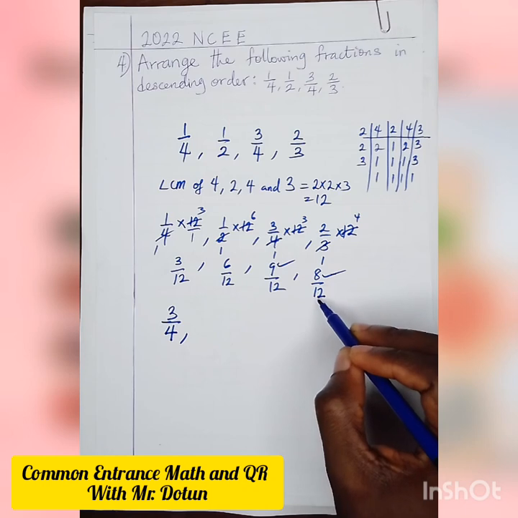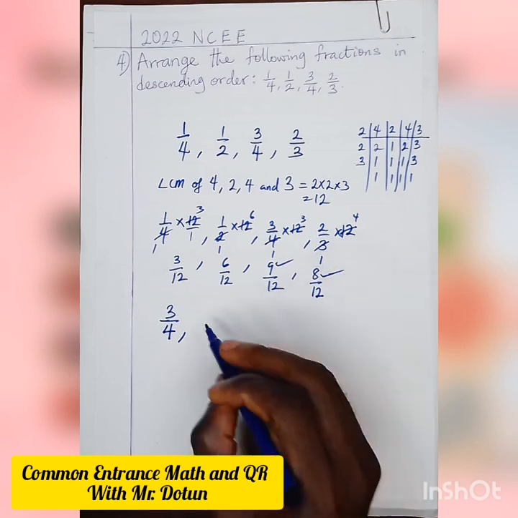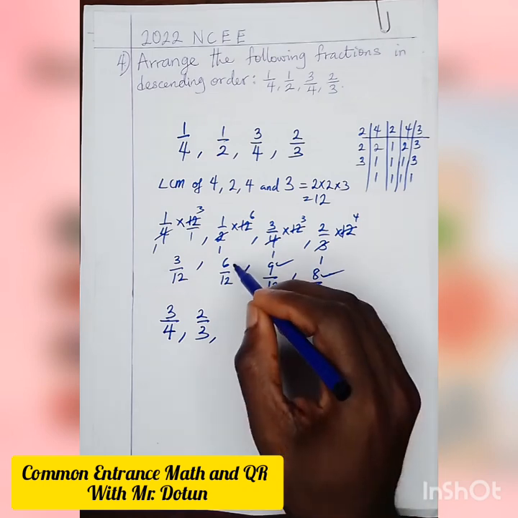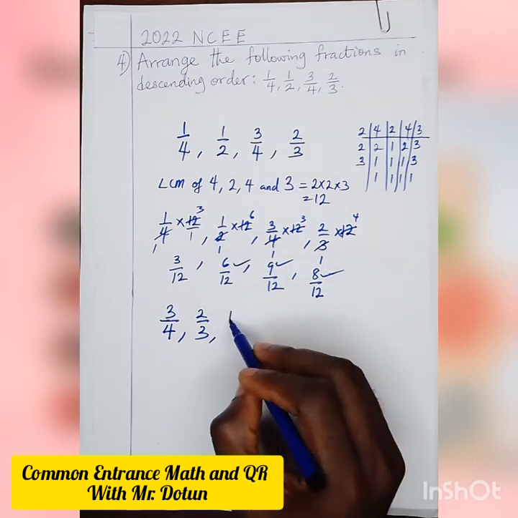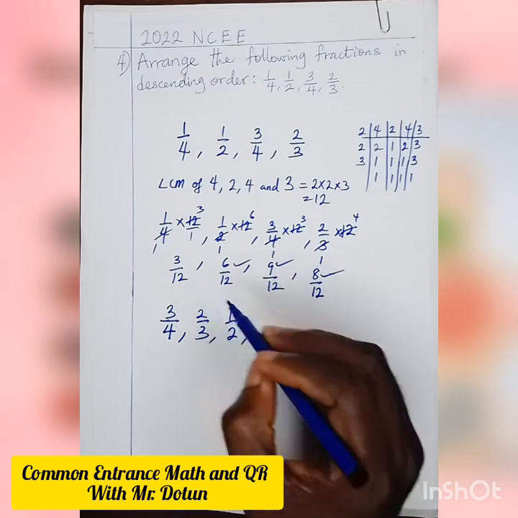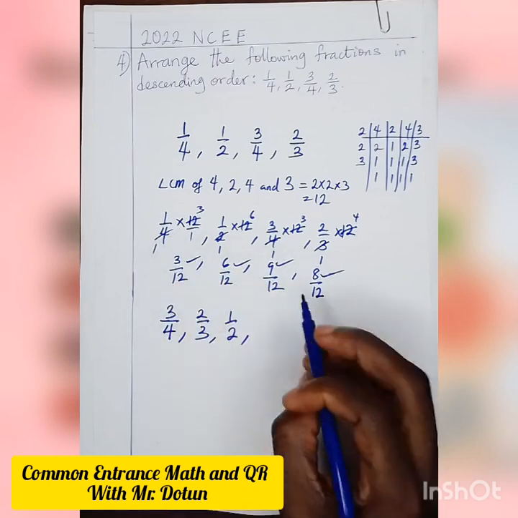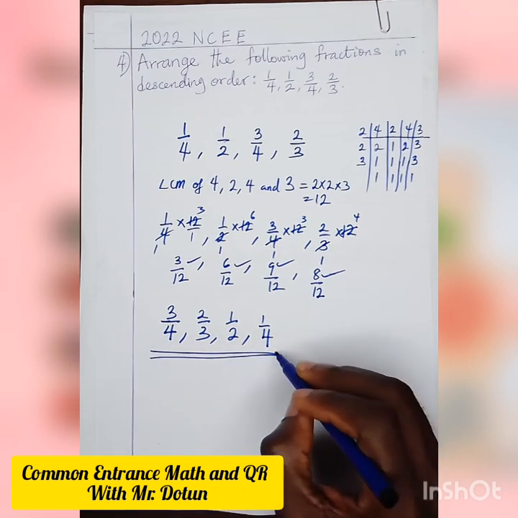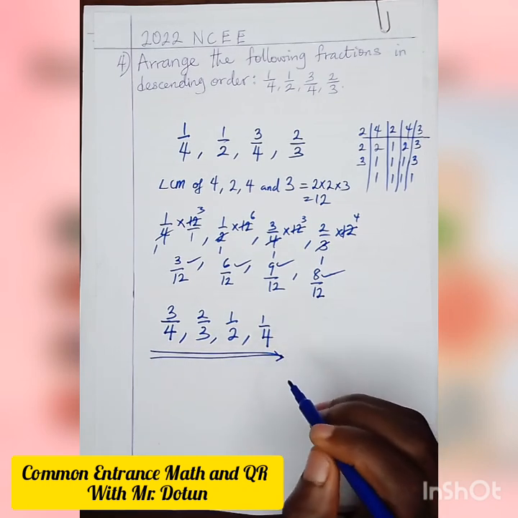And what fraction is equal to 8 over 12? That's 2 over 3. Then 6 over 12, and that is 1 over 2. And the last one is 3 over 12, which is 1 over 4. So this is the arrangement in descending order, from the biggest to the smallest.